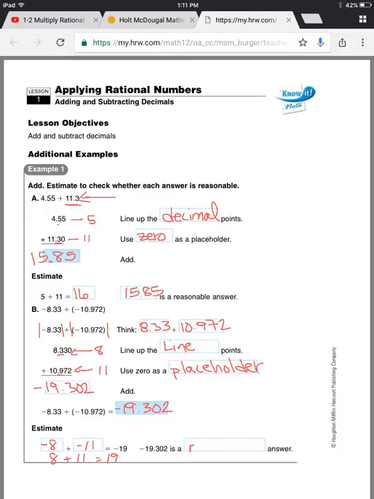And it is a reasonable answer, because, if I could spell reasonable correctly, negative 19 and negative 19.302 are very close to one another.